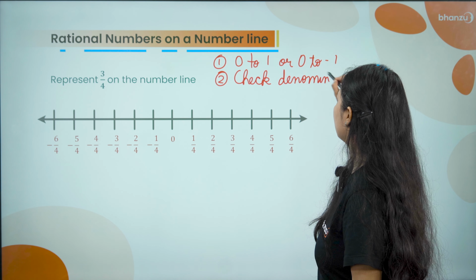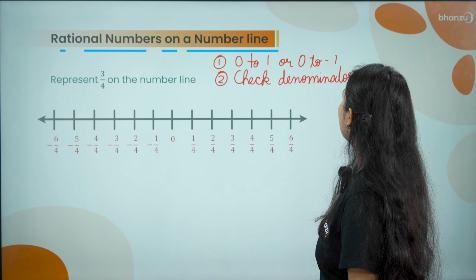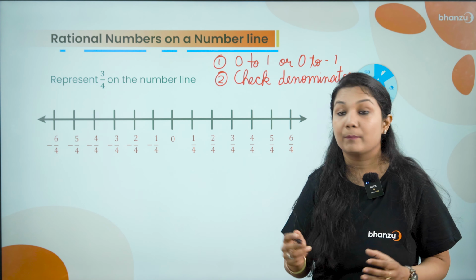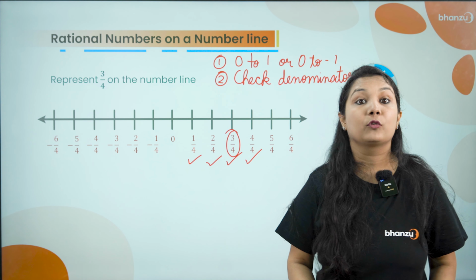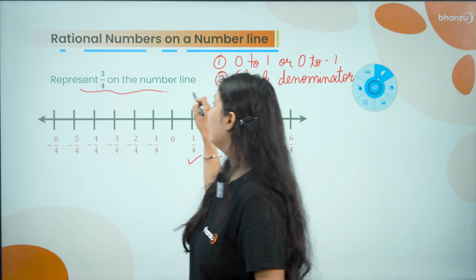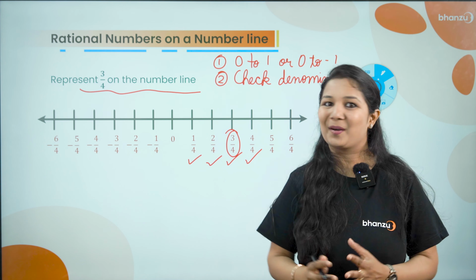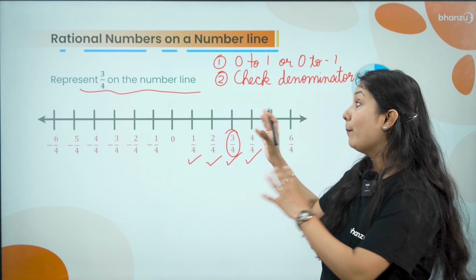That the denominator tells us. And then once you get the intervals, you should mark the numbers and then mark the one which you have to draw on the number line, which you have to represent on the number line. So this was a positive one.